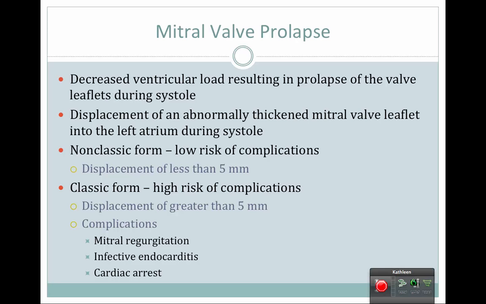Mitral valve prolapse. You have decreased ventricular load resulting in prolapse of the valve leaflets during systole. It is displacement of an abnormally thickened mitral valve leaflet into the left atrium during systole. A non-classic form, low risk of complications, is a displacement of less than 5 millimeters. And the classic form, high risk of complications, is a displacement of greater than 5 millimeters. Complications include mitral regurgitation, infective endocarditis, and cardiac arrest.